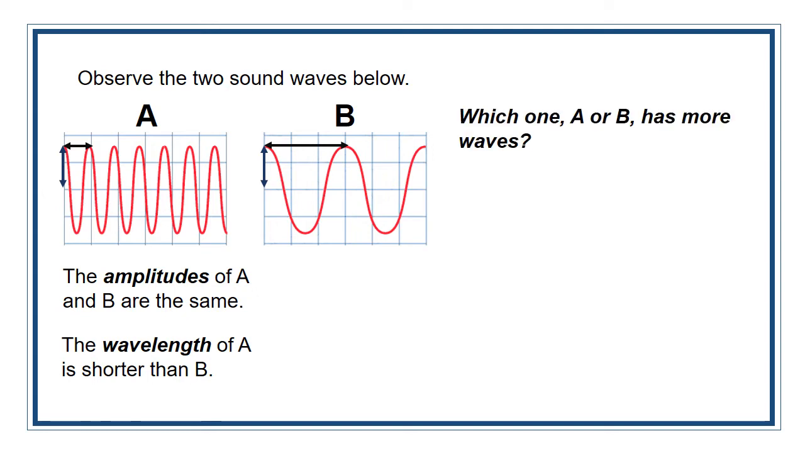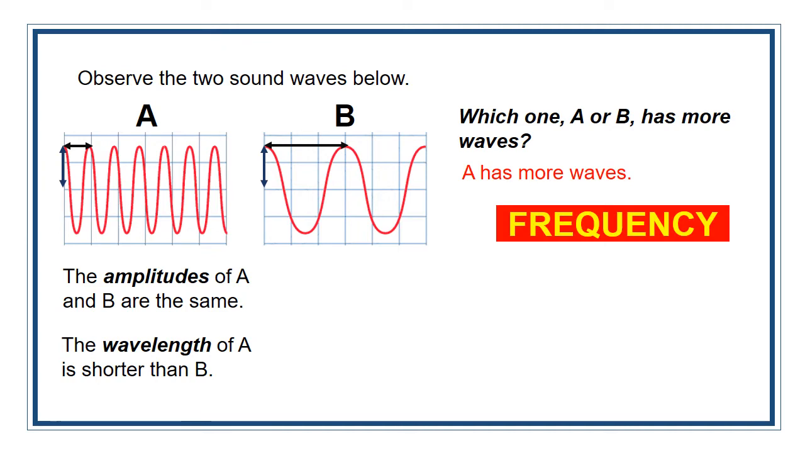Now based on that, which one, A or B, has more waves? Is it A or B? Obviously, it is A. So A has more waves, right? What is again the term that refers to the number of waves in a given sound wave? We have frequency. Now frequency depends on how long or how short the wavelength is.